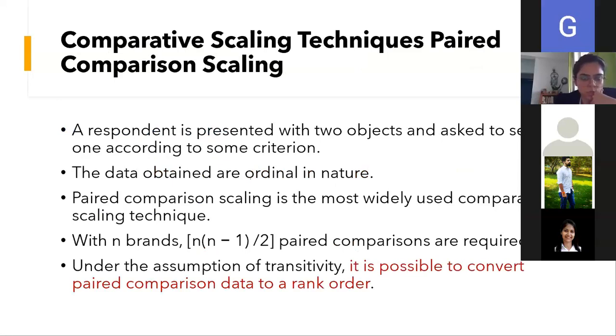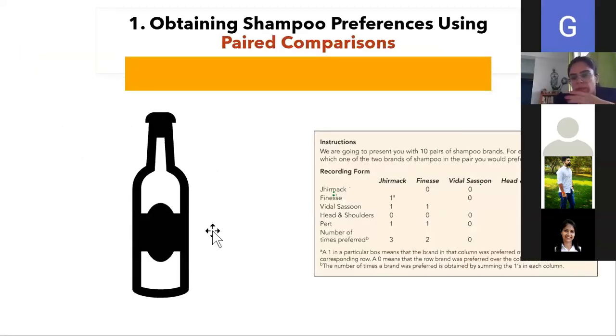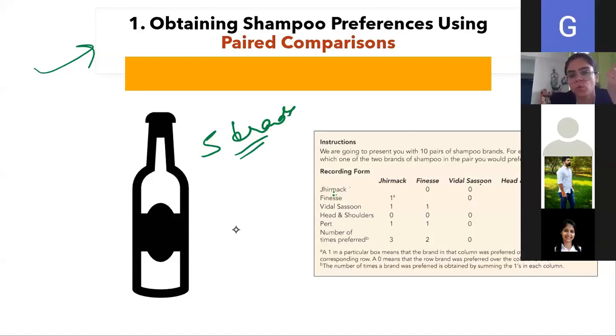Let me show you one example for paired comparison. This is for obtaining shampoo preferences using paired comparison. What you do in paired comparison is you ask a respondent to compare between two products, and you ask them what is your preference between these two products. Then you show them again other two products. Here they have these 5 brands, giving 10 pairs, and they want to know which brand is most preferred.